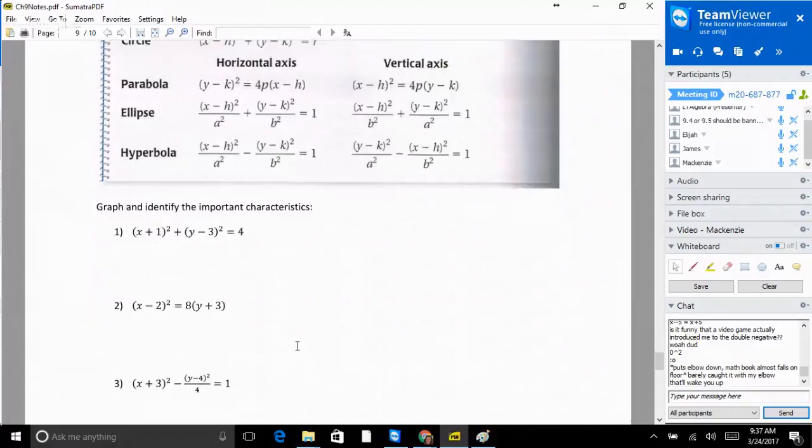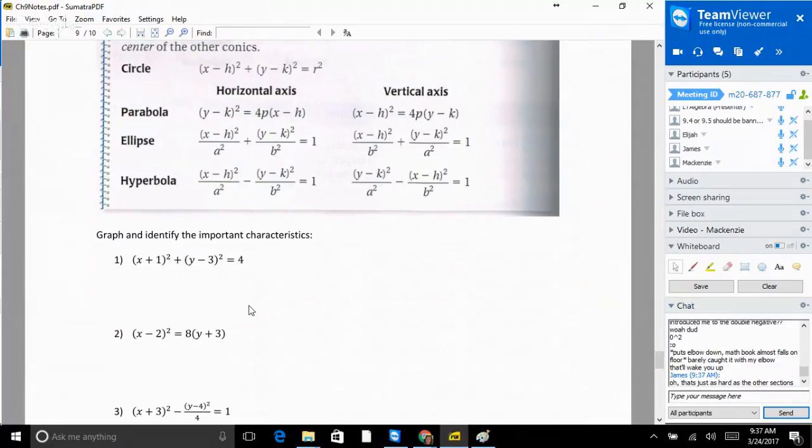So what the homework is, there's not much homework for this section, actually. What you're going to do is graph the equation and identify the important characteristics of the graph. Okay? So what do I mean by that? It's just as hard as the other sections. Not that hard, James. I promise.